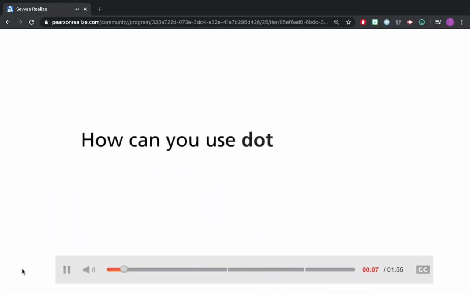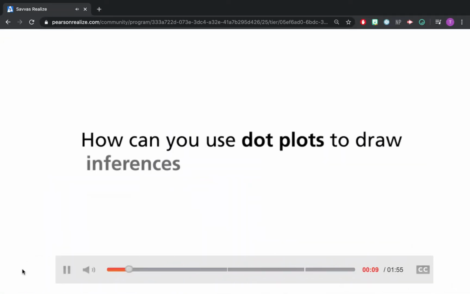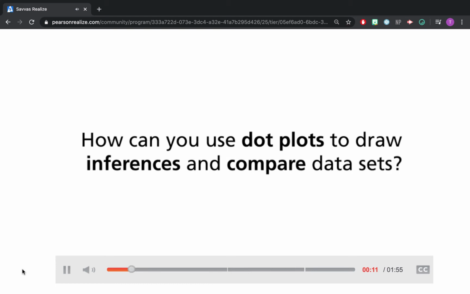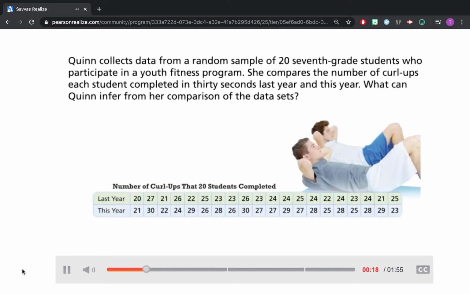How can you use dot plots to draw inferences and compare data sets? Think about this question during the lesson. Quinn collects data from a random sample of 20 7th grade students who participate in a youth fitness program. She compares the number of curl-ups each student completed in 30 seconds last year and this year. What can Quinn infer from her comparison of the data sets?